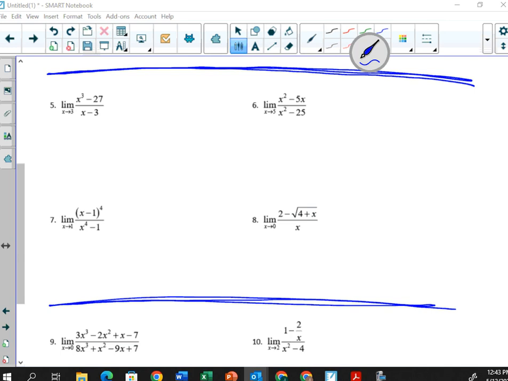All right, guys, let's go through them. All right, guys, number 5. Let's go through the factoring. Difference of cubes in the numerator. What does it factor into? X minus 3. Good. Drew, you can factor difference of cubes. Congratulations.